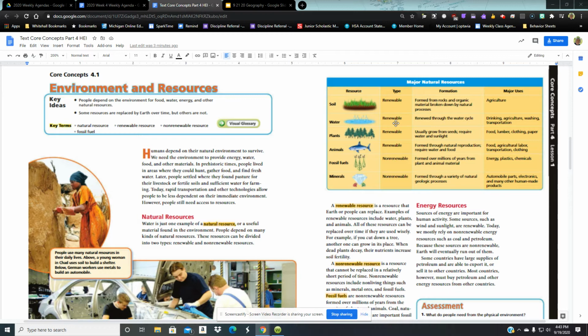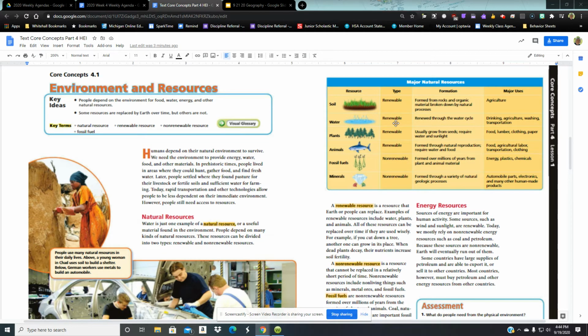Non-renewable resources is a resource that cannot be replaced in a relatively short period of time. That would include fossil fuels, like formed over millions of years from ancient plants and animals. So we can't make more of them. They took millions of years to make in natural earth processes and being formed. But we have to drill them out of the earth. So they're used for energy, gas, oil.